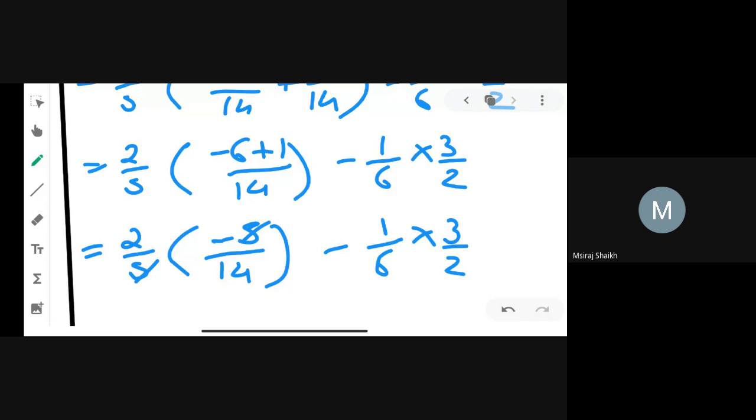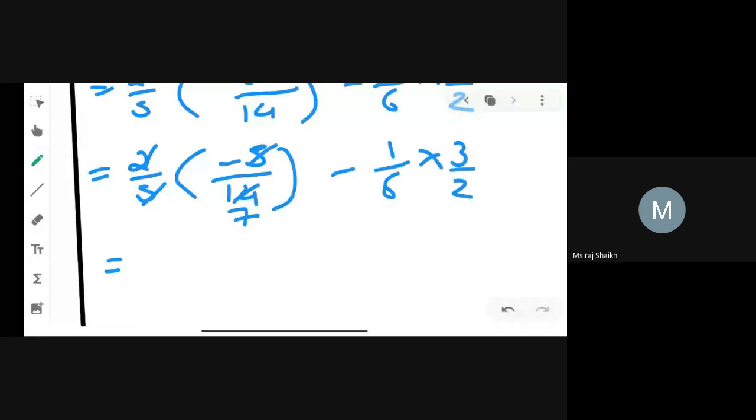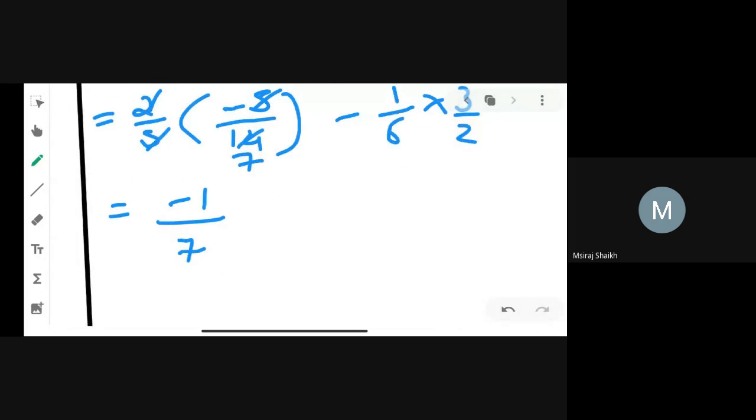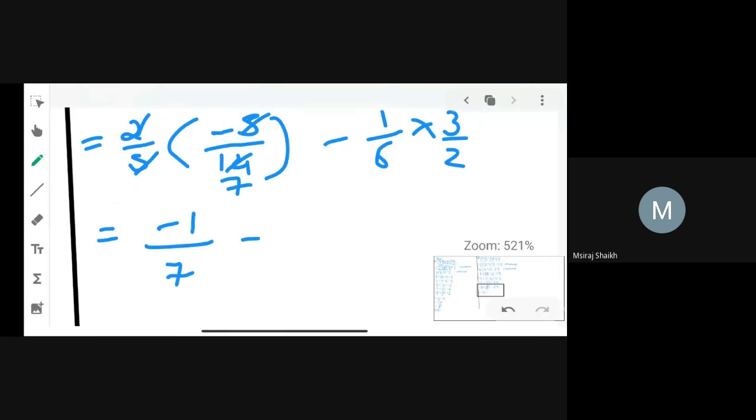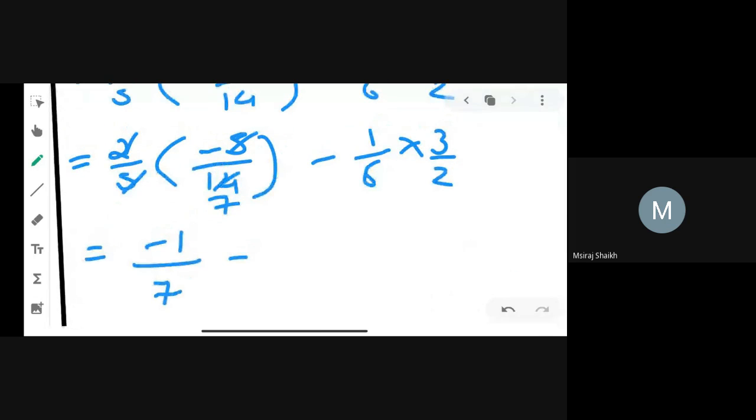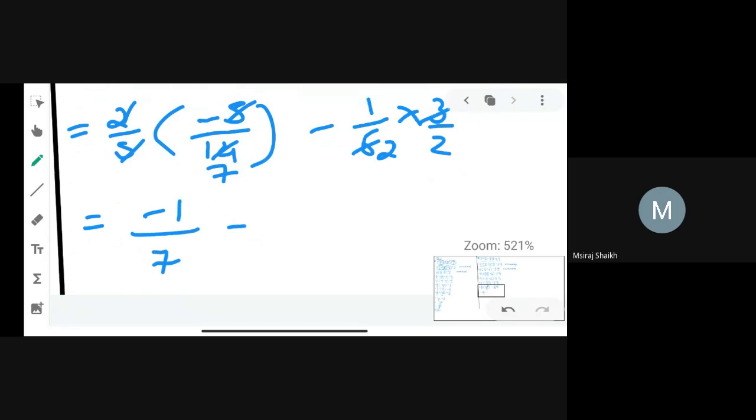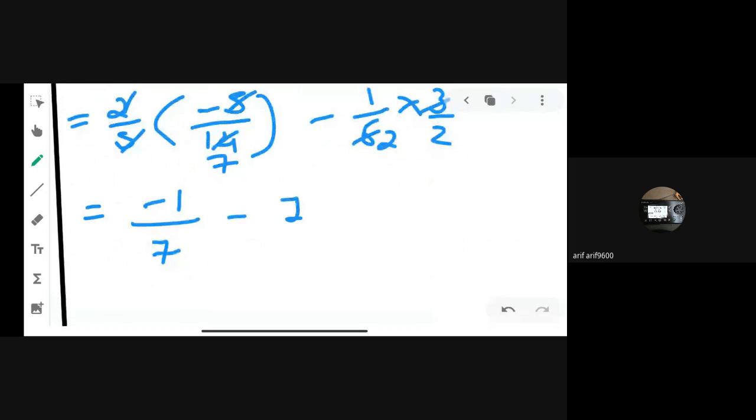You can see 5 will be directly cut. 2 sevens are 14. So in the numerator we have only 1, with the negative sign, so it means minus 1. In the denominator, we have 7. Now we have to solve the second term, 1 by 6 into 3 by 2. You can see 3 twos are 6. So in the numerator, only minus 1. And in the denominator, 2 twos are 4.